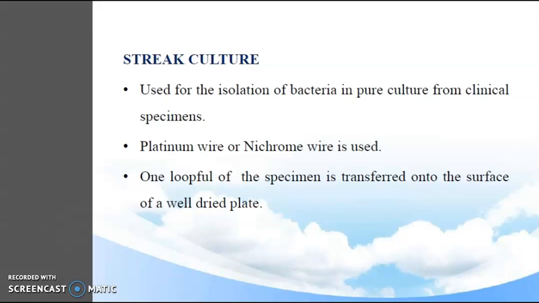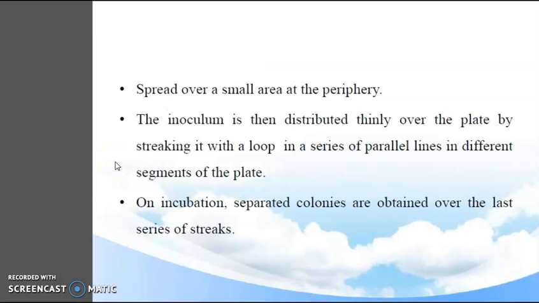It is used for the isolation of bacteria in pure culture from clinical specimens. Platinum wire or nichrome wire is used for this. One loopful of the specimen is transferred onto the surface of a well-dried plate, and it is spread over a small area at the periphery. The inoculum is then distributed thinly over the plate by streaking it with a loop in a series of parallel lines in different segments of the plate. On incubation, separated colonies are obtained over the last series of streaks.